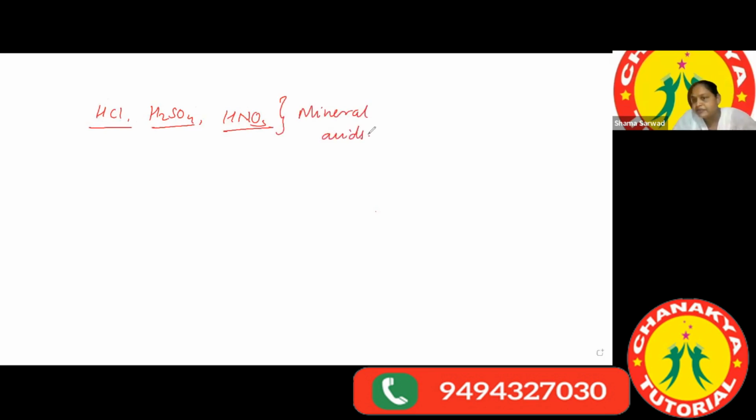Three acids are there that are inorganic acids: HCl, H2SO4, and HNO3. The names of these are hydrochloric acid, sulfuric acid, and nitric acid. And these inorganic acids are also called mineral acids. This we have learned.